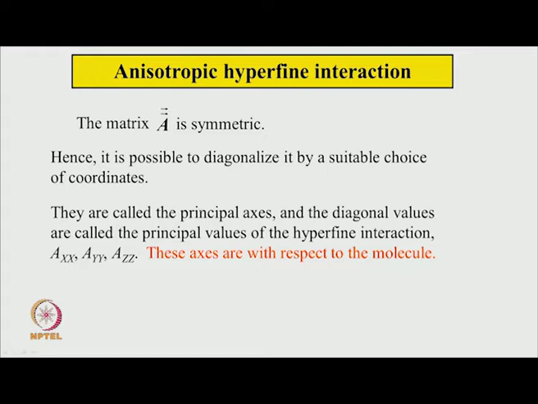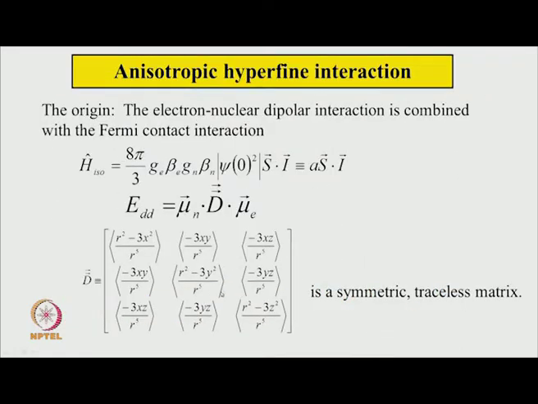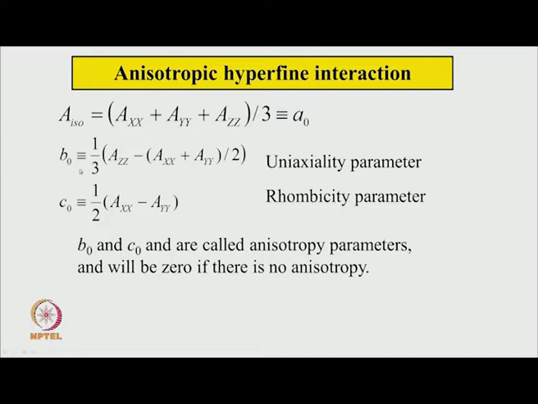These are called the principal axes of the hyperfine matrix. Now, the average of these 3 principal components will be nothing but A0, obviously, because that is the way these are added. Then we add this constant isotropic value. So, the average value is the sum of all this, and the anisotropic values are now given by these 2 parameters. B0 gives how far the Z is different from the other 2, and C0 is how the other 2, X and Y, are different from each other. So, B0 and C0 are called the anisotropy parameters, and in particular B0 is called the uniaxiality parameter and C0 is called the rhombicity parameter.